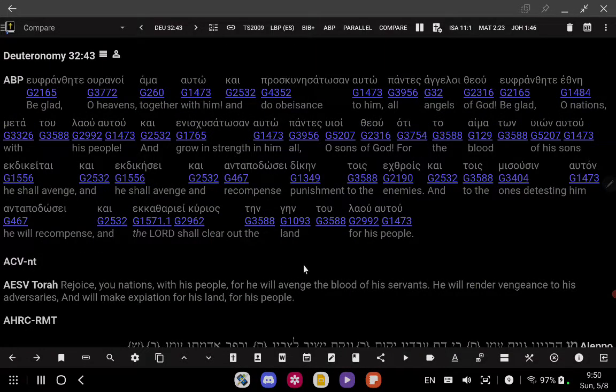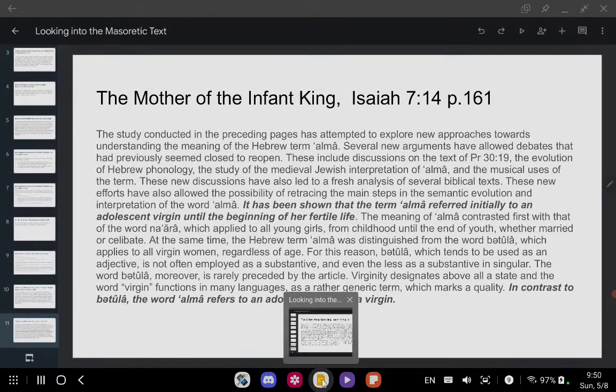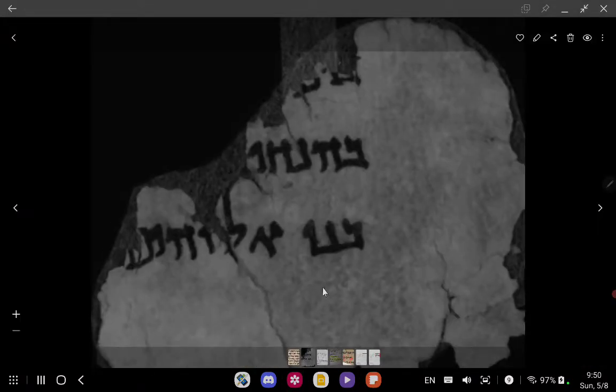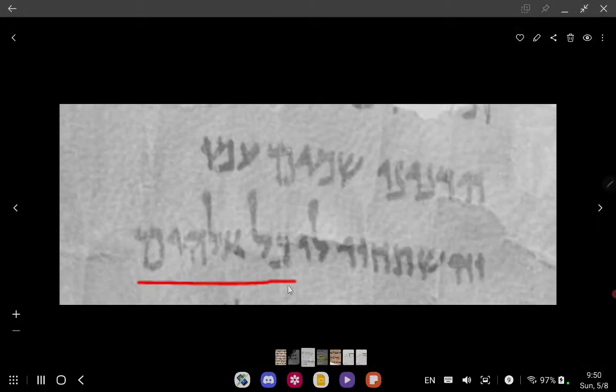So the purpose of this video is not to go into any explanation on that, but I will go ahead and show the Dead Sea Scrolls thing that I have here where it says Kol Elohim here. And this is the fragment from that particular Dead Sea Scroll for Deuteronomy.